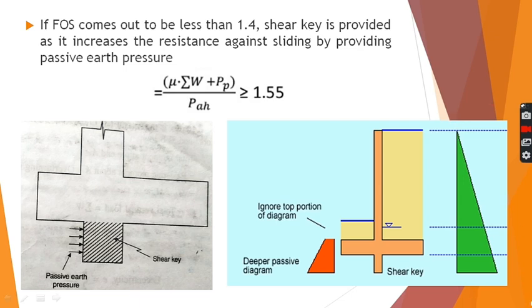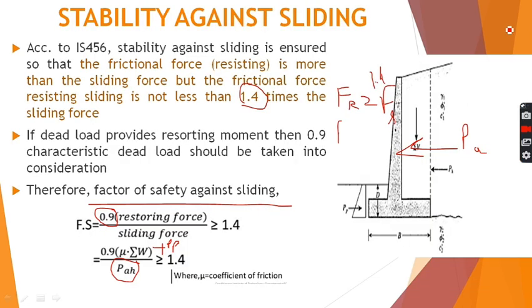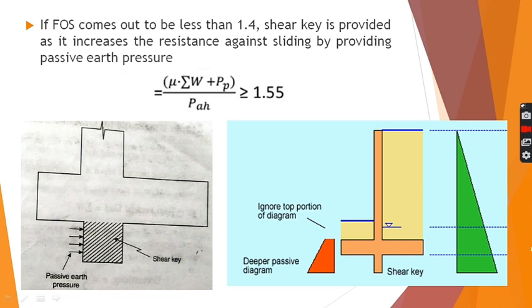If the factor of safety comes out to be less than 1.4, that is, if the retaining wall fails for sliding due to some reason, then there is a solution which we can implement in the retaining wall: a shear key is provided. I have already mentioned shear key in the earlier slides. What is the basic purpose of shear key? I think it will be clear to you. Shear key is an additional part protruding from below the slab like this. Basically the retaining wall is extended downwards up to a particular height.